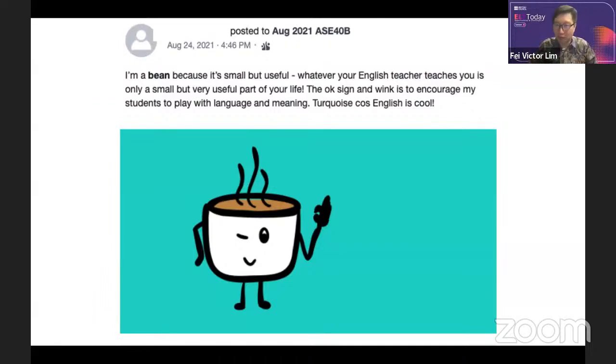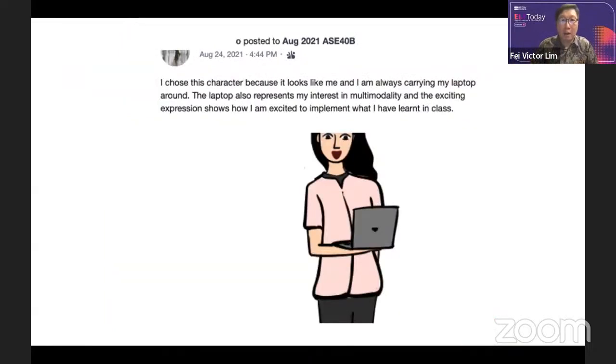And even the choices of color can be meaningful as well. And this is another representation from a student, okay?